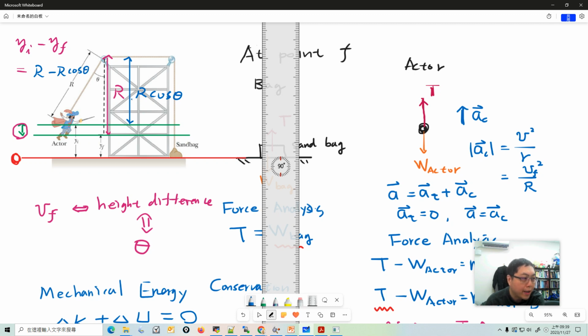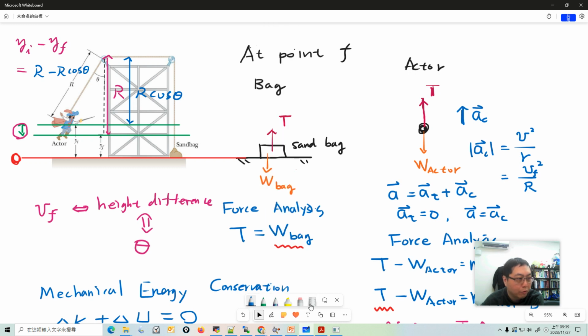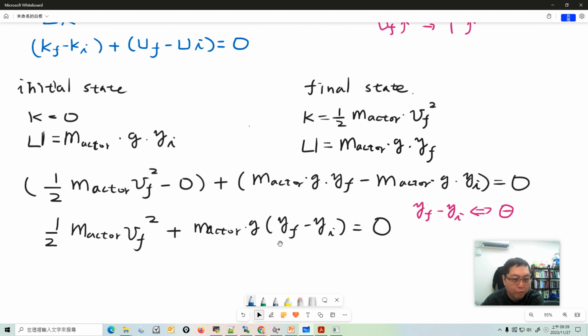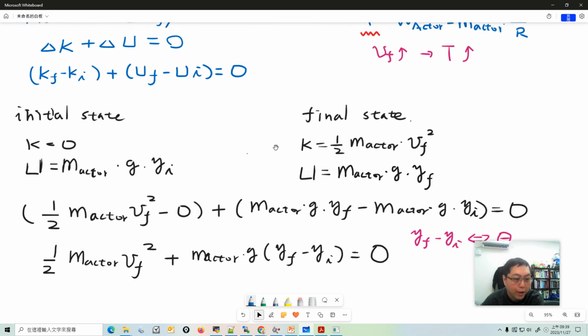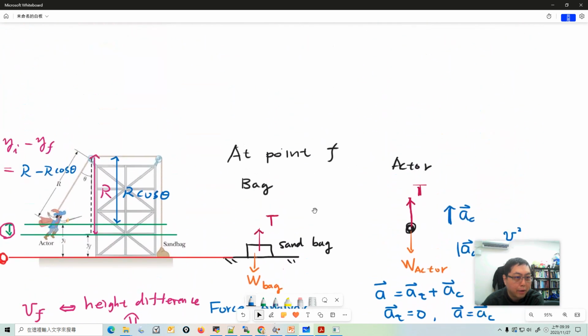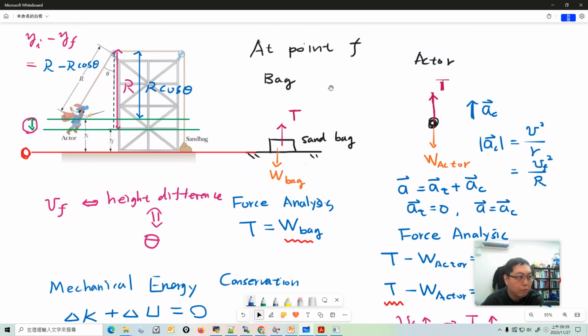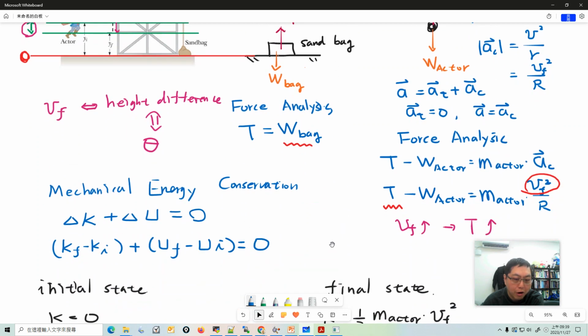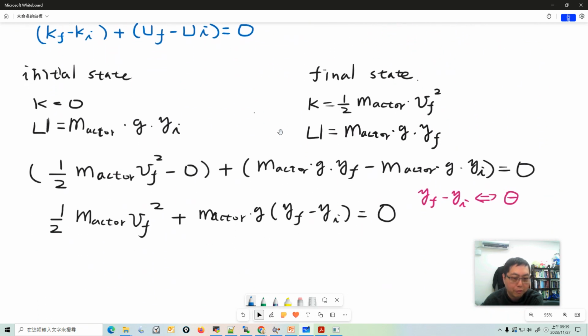Okay, it's yi minus yf. But now what we need is yf minus yi, right? Yi minus yf is R minus R cosine theta. So right now we want yf minus yi, so it's R cosine theta minus R. Okay, be careful. It's R cosine theta minus R.